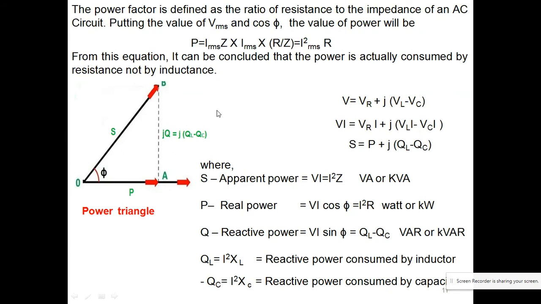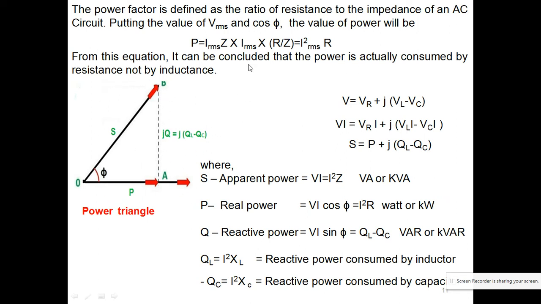So this power factor is defined again as the ratio of resistance to impedance of an AC circuit. And when I put the value of V and phi, I get this. Again, you can see the power is consumed by the resistance, not by the other part, not only the inductance, and the capacitance also.